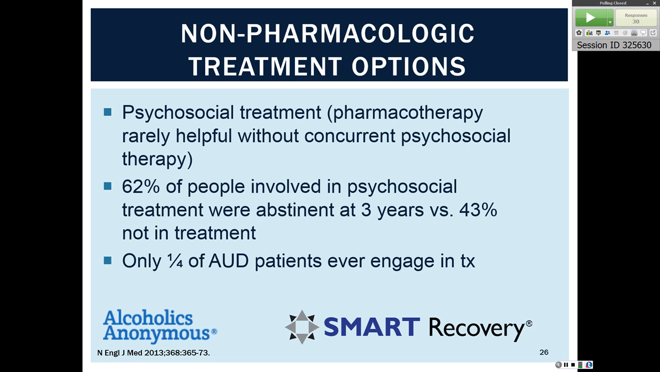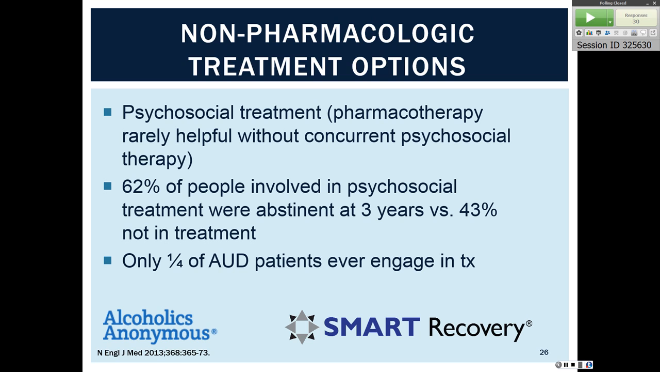So there are non-pharmacologic options. There is psychosocial treatment, and it's important to understand that psychosocial treatment is a cornerstone of addiction treatment. Without psychosocial treatment, pharmacotherapy doesn't really do that much. Pharmacotherapy is maybe a Band-Aid, or it might be literally nothing at all. Especially with alcohol use disorder, you really have to combine the two.